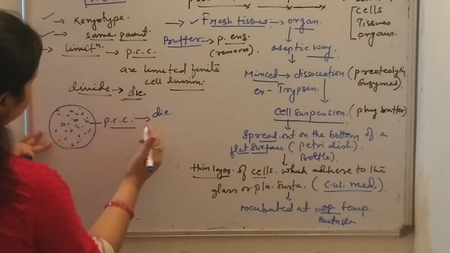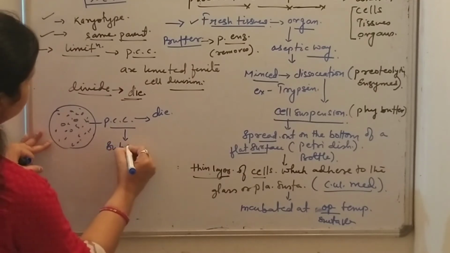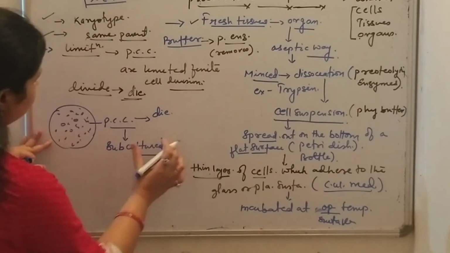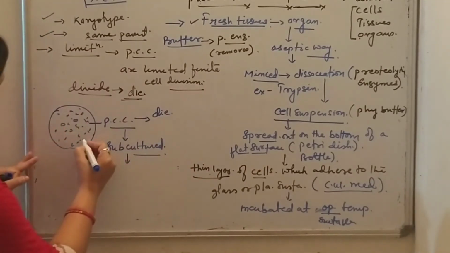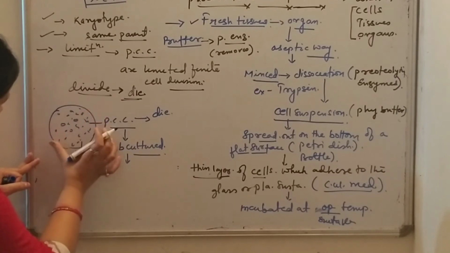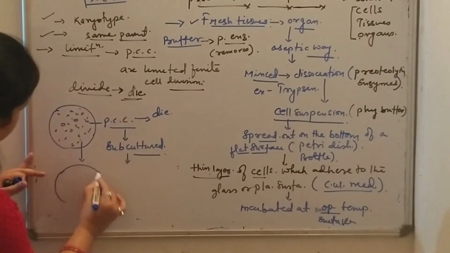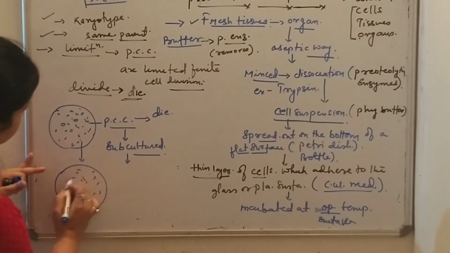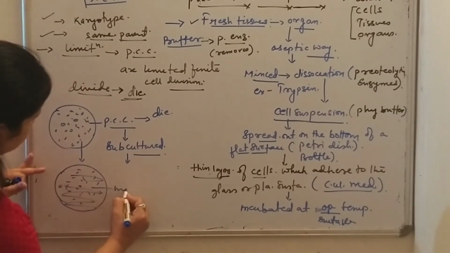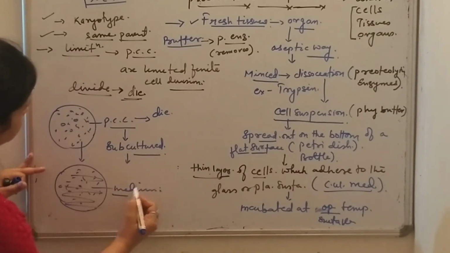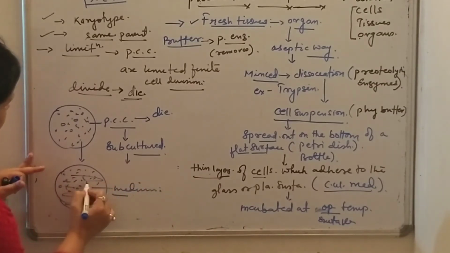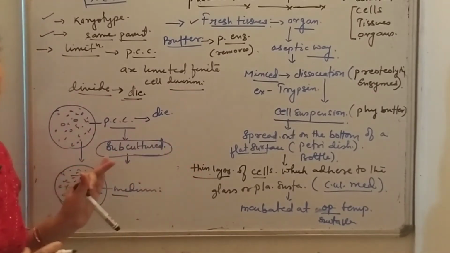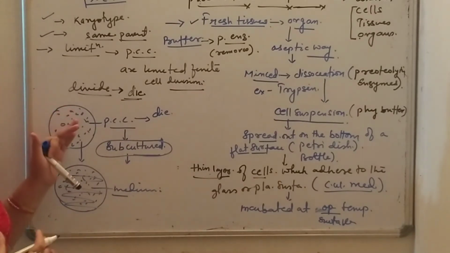So this primary cell culture needs to be subcultured. Subculturing means we take out some cells from the primary cell culture and transfer them into another culture having new or fresh medium, and we inoculate it there, and then it will be subcultured. So subculturing means transfer of cells from one vessel to another vessel.